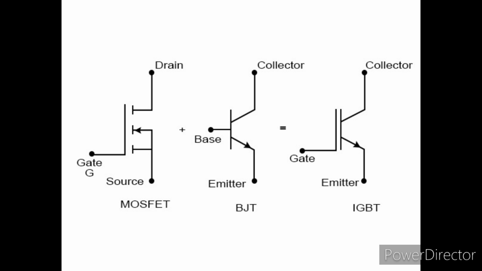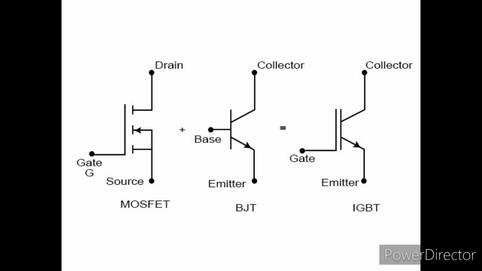You can observe IGBT is the integration of MOSFET at the input side and BJT at the output side. So IGBT is a three-terminal device with the terminals gate, emitter and collector. And because the input side of the IGBT is a MOSFET, IGBT is a voltage controlled device.